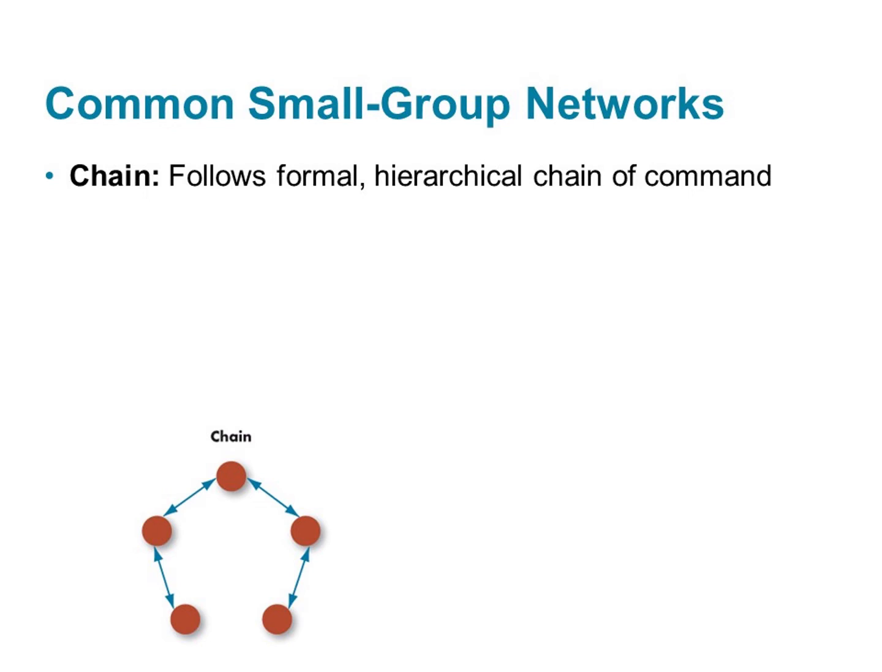Now we're going to talk about 3 examples of small group networks and look at the way communication happens in these different types of groups. So the first type we have here is a chain network. Within these types of networks, communication follows the formal chain of command.